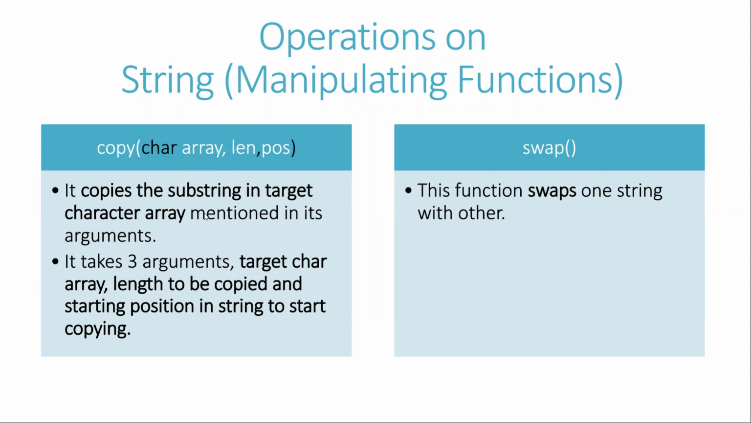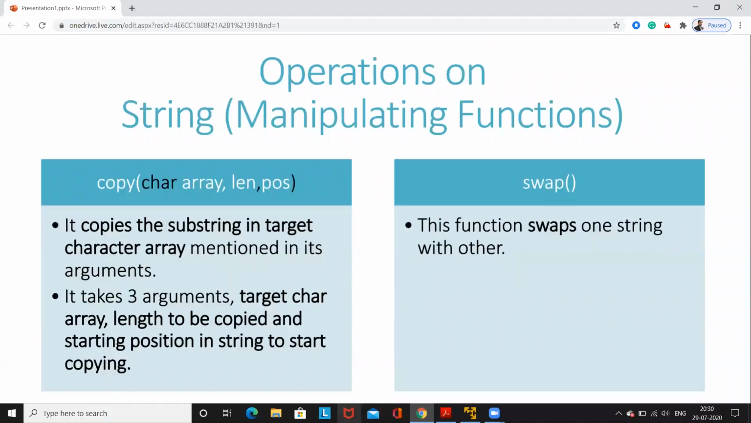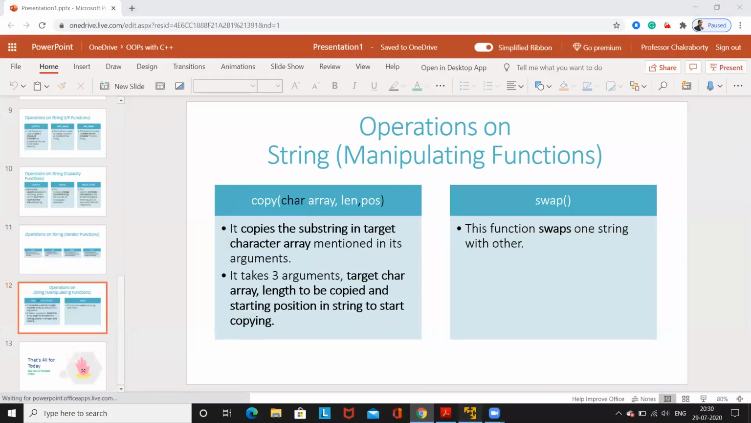So it copies the substring into any target character array mentioned in its arguments. If you want to copy a substring to any target array, that is possible. It takes three arguments: target character array, length to be copied, and the position in the string to start copying. Okay, so just see the hands-on example. That is the last topic for today.